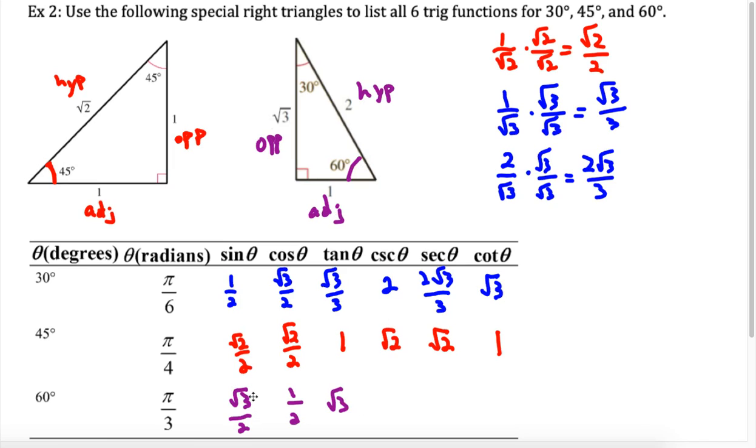Cosecant then is the reciprocal of sine, so that would be 2 over the square root of 3. We already rationalized that, and that would just be 2 radical 3 over 3. Secant is the reciprocal of cosine, so that would be 2 over 1. And cotangent is the reciprocal of tangent, and we already rationalized 1 over the square root of 3 to be the square root of 3 over 3.